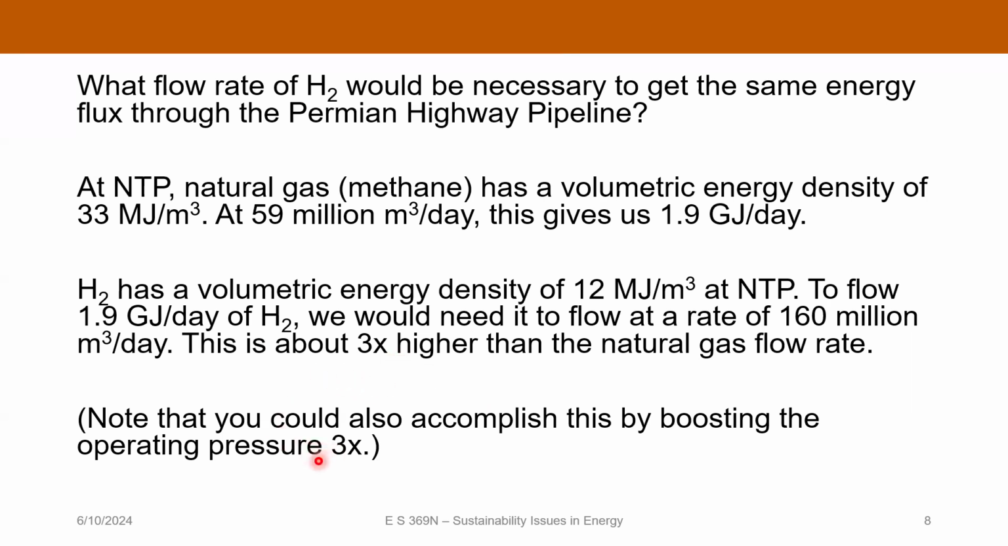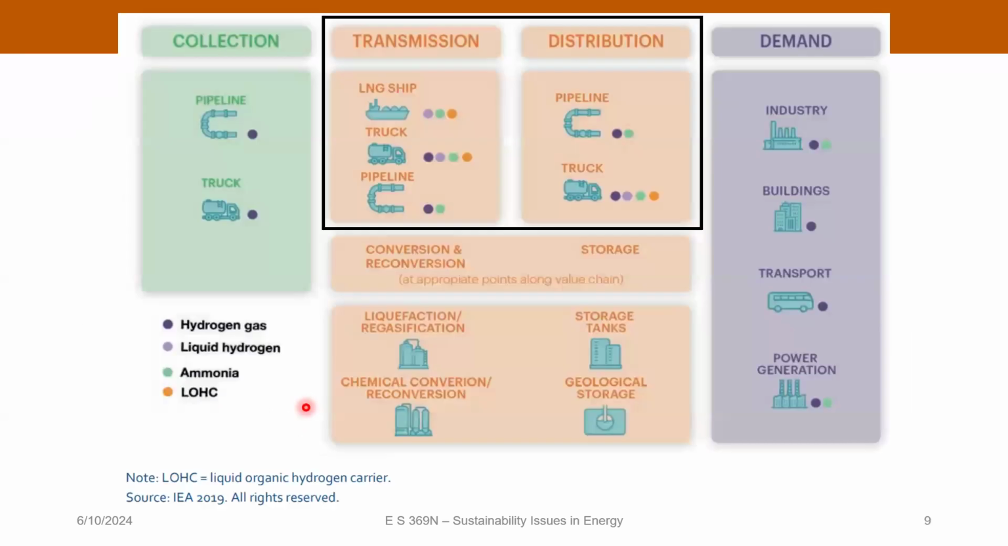You could also do that by increasing the operating pressure by roughly 3 times, assuming more or less ideal gas behavior. This one's tricky because compression is always the most energy intensive component of moving gas around. It requires a lot of energy, it's inefficient. And so, you don't want to just be relying on compressors to get this through because you're going to end up wasting a lot of energy. So there are different design considerations that you have to take into account if you're thinking about simply repurposing pipelines.